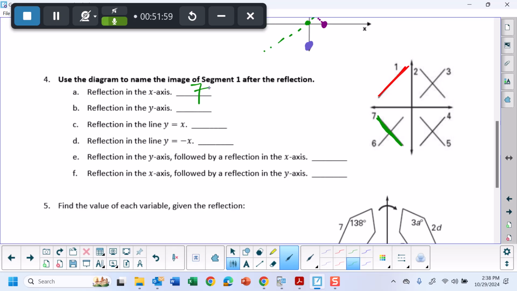Talk to your partner about B, C, D, E, and F. Go.